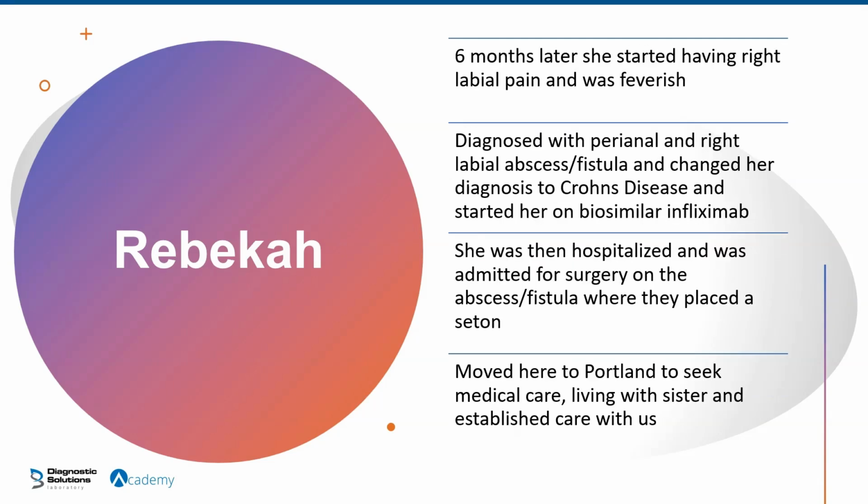6 months after diagnosis, she started having pain in her right labia and she became feverish. She was then diagnosed with a perianal and right labial abscess or fistula, and they actually changed her diagnosis to Crohn's disease and started her on biosimilar infliximab, which is that TNF alpha.